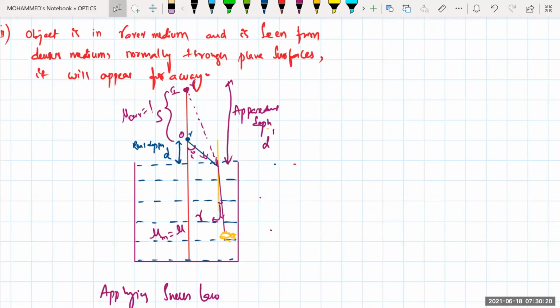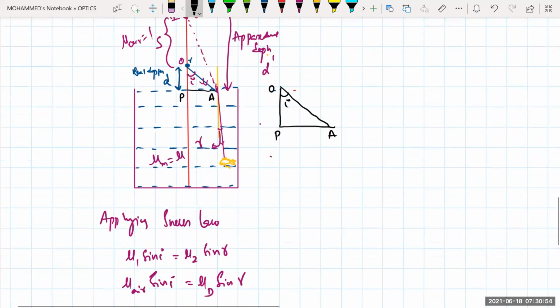From the given figure, where is tan I? This is the surface, and this is some point P, and this is some point A. So tan I is equal to opposite by adjacent, so it will be AP divided by PO. This is your I, and opposite is AP, and this is your object. It will be AP divided by PO.